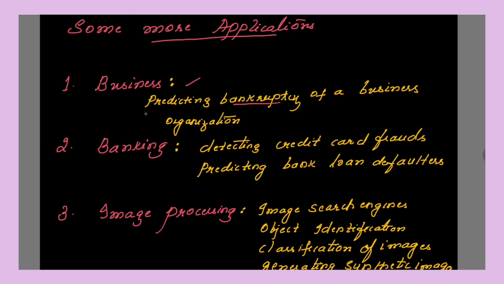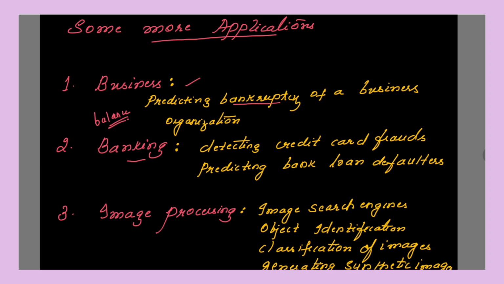The very first application here is predicting bankruptcy of a business organization. So what do you mean by bankruptcy? A bankruptcy is a legal process that allows people or businesses to get relief from debts they can't pay. Organizations, when they start their business, have to see that whatever revenue or income is generated from the business is going to help them to grow the business. In case the expenses are more than the revenue generated, then definitely it will lead to what? Bankruptcy.